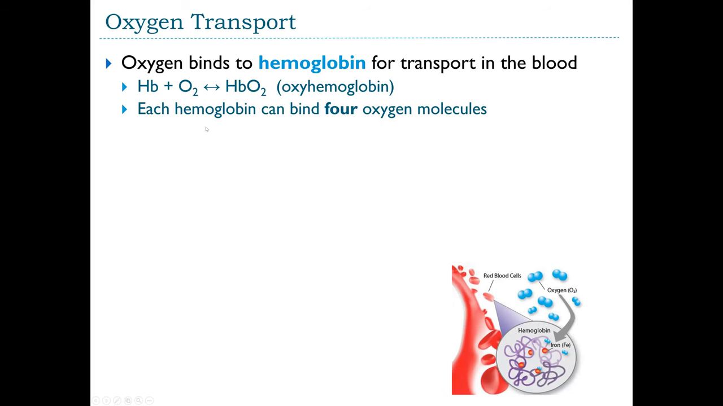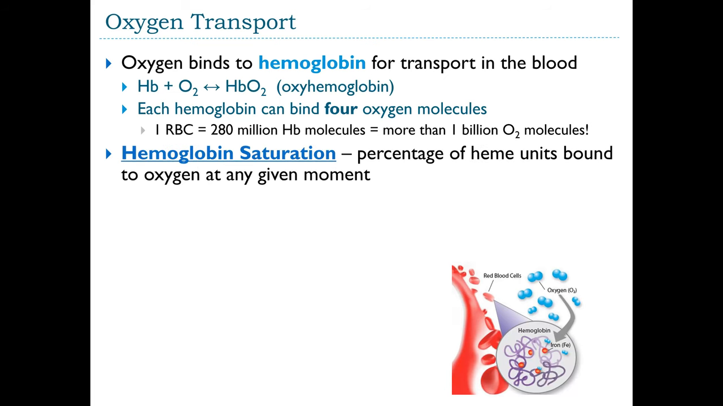Each hemoglobin can bind to four oxygen molecules. One red blood cell has about 280 million hemoglobin molecules. Each hemoglobin molecule can hold four oxygens, so one red blood cell can hold more than 1 billion oxygen molecules, and then go back and think about how many red blood cells we have. So that is an ability to carry a lot of oxygen in our blood.